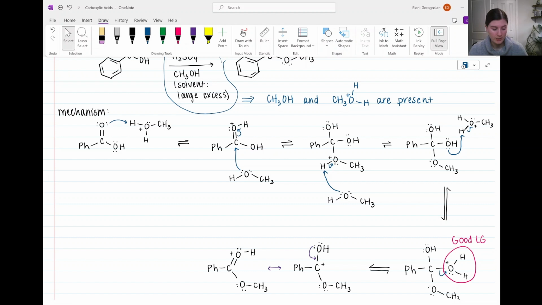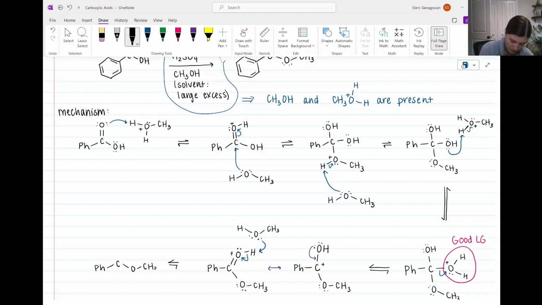So our last step here is to remove that proton, and we can do that with a neutral solvent molecule because this is a better proton acceptor than the protonated solvent. So that will take the proton from the oxygen, and we've generated our final product, where we have an ester bonded to a phenyl ring with a CH3 group bonded to that oxygen. So this is the complete mechanism.